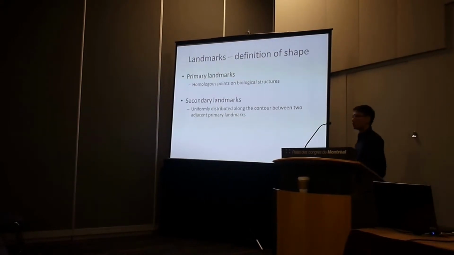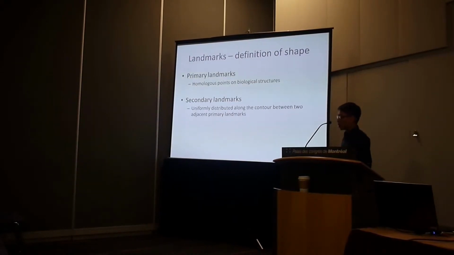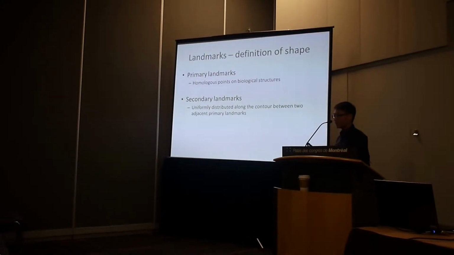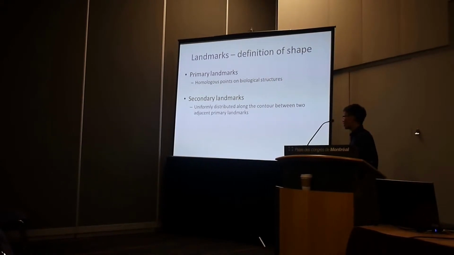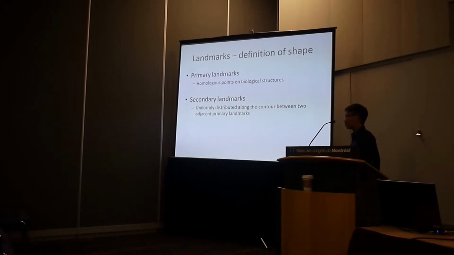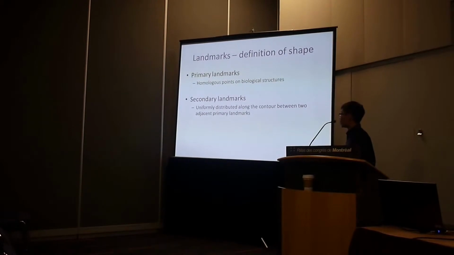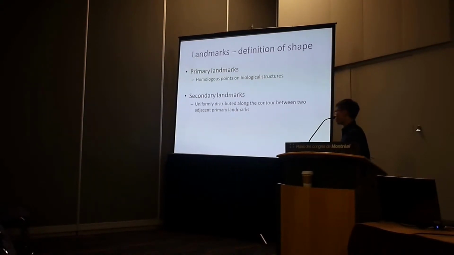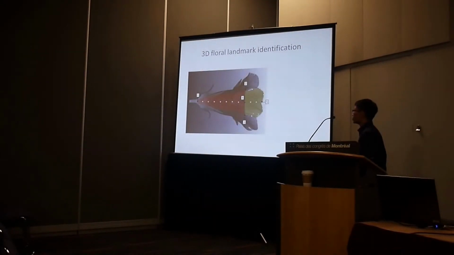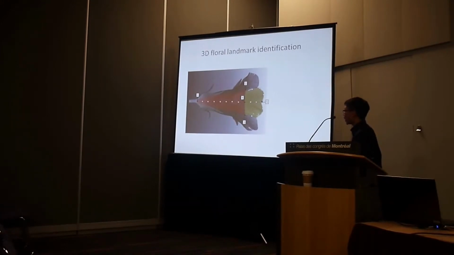Once we acquire the 3D floral images, we will use landmarks to define the floral shape of individuals. And there are two types of landmarks. The first one is primary landmarks, which are defined as homologous points on biological structure. And the other one is secondary landmarks, which are defined as points uniformly distributed along the contour between two adjacent primary landmarks.